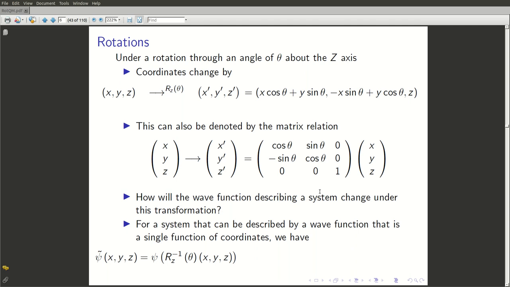And by the way, the inverse of a rotation is very simple. In this case, all you have to do is change the sign of theta, which means cos theta of course stays the same, whereas sin theta changes sign. So it's nothing but psi at x cos theta minus y sin theta, x sin theta plus y cos theta, and z. Note the change in sign of the sin theta in the two cases.